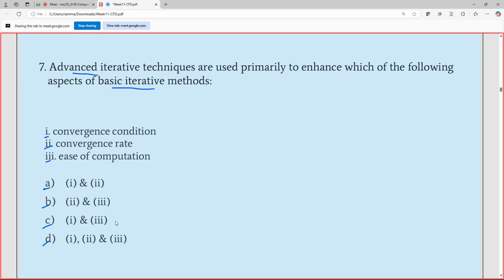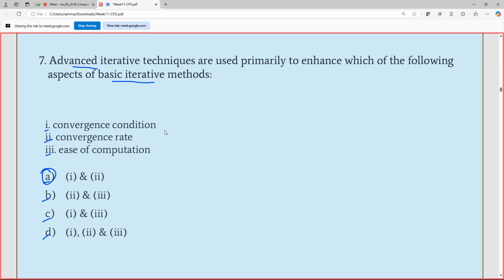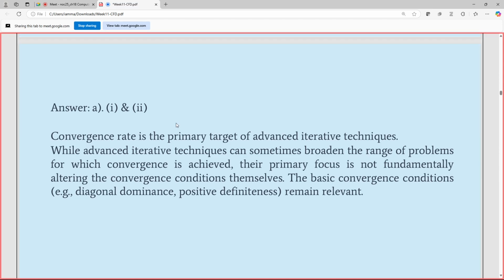The answer is option A, that is 1 and 2, convergence condition and convergence rate. These two will be enhanced by using advanced iterative techniques. Mostly convergence rate is the primary target of advanced iterative methods, while advanced iterative techniques can sometimes broaden the range of problems for which convergence is achieved. The primary focus is not fundamentally altering the convergence conditions themselves, but to improve the convergence rate.